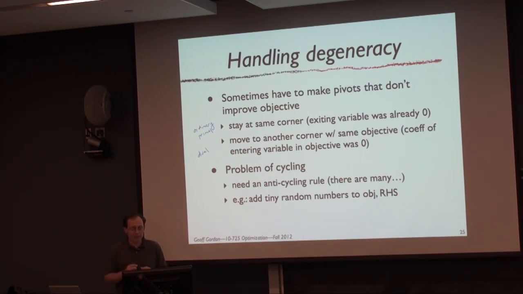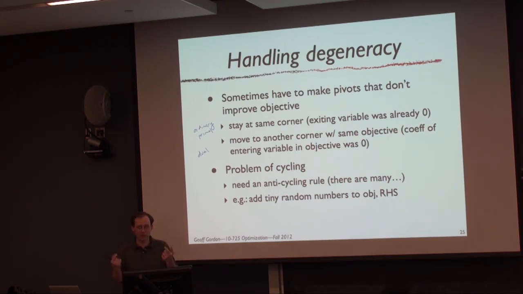One that I like, because it's conceptually nice, is, imagine that you add tiny random numbers to the objective and to the right-hand side. Then with probability 1, there are going to be no degeneracies. And so you're never going to have to worry about having a tie-breaking rule. Of course, you've changed the program, but if we make these random numbers really, really tiny, it turns out that we won't have changed it much.